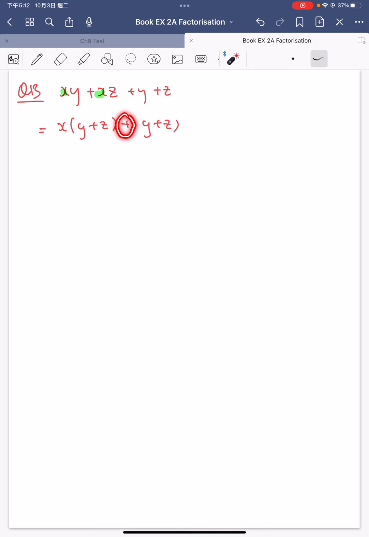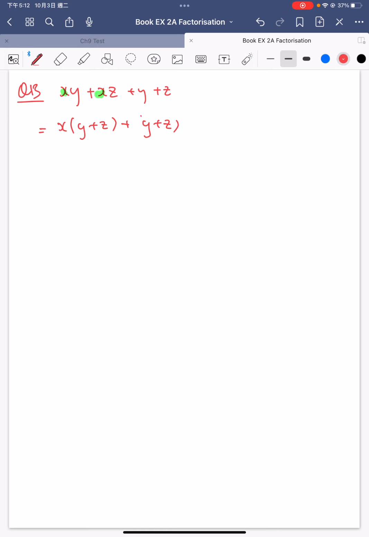Alright, so next question, 13. We have xy plus xz plus y plus z. So from this question, you can see that in the first part, we have x as our common factor, but for the rest part, it seems like they don't have a common factor. We'll just leave it there. Then we can write as, we're taking x as our common factor, then we have y plus z plus y plus z. If the front is a plus, then you can add in how many brackets that you want.